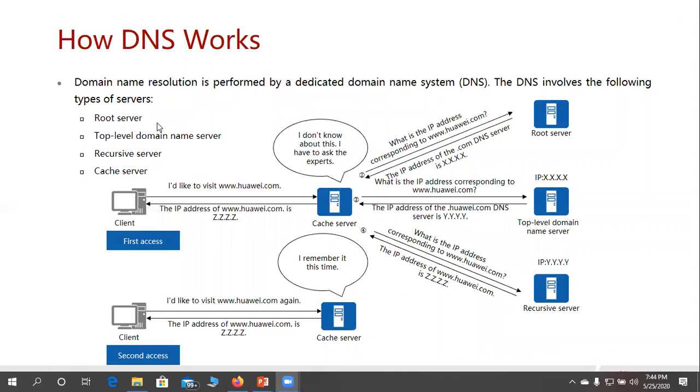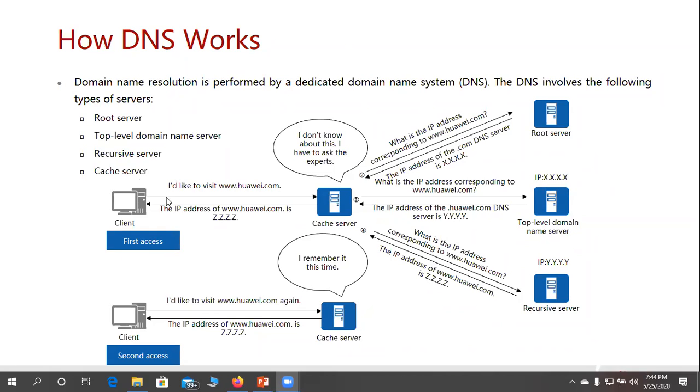So how does the DNS work? Okay, we have different types of DNS servers. The first ones are root servers, and we have only 13 of them in the whole world. So these are, I can say, the owners of the network, the internet. In the US, there are 10 of them. And then one in the UK, the other one in Japan.